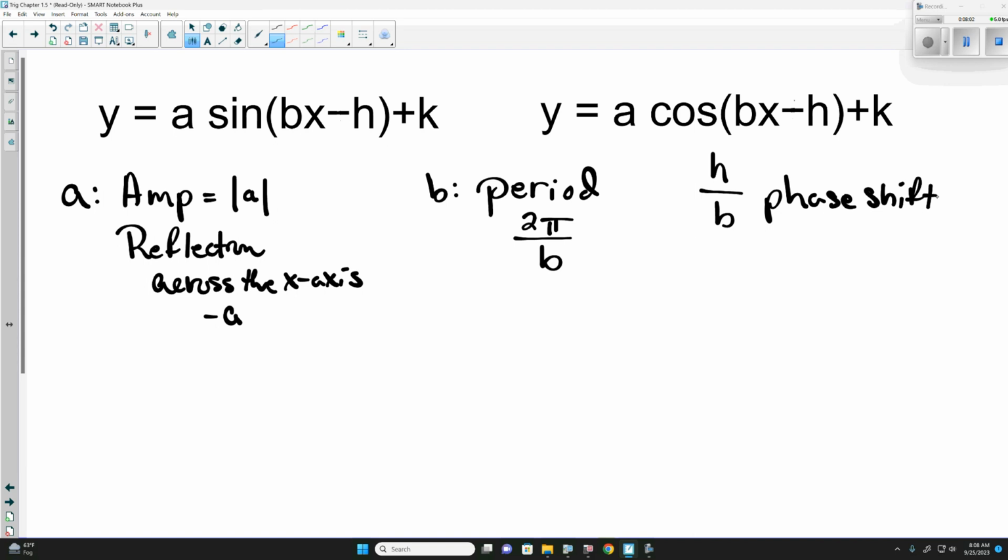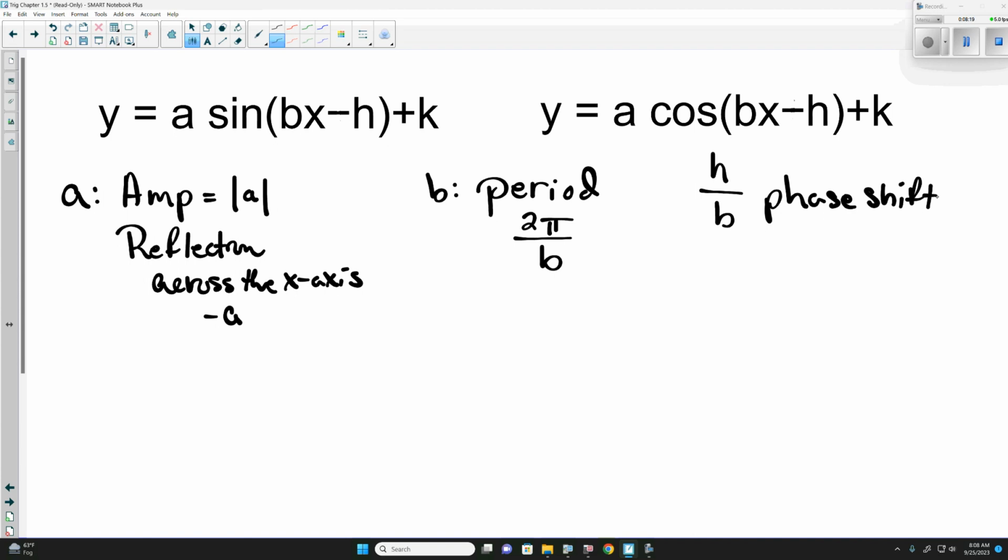So if it's minus h, we're actually moving to the right. If it's plus h, we're technically moving to the left, because for it to change from a minus to a plus, the h value actually has to be negative. It's kind of that opposite shift, if that makes sense.